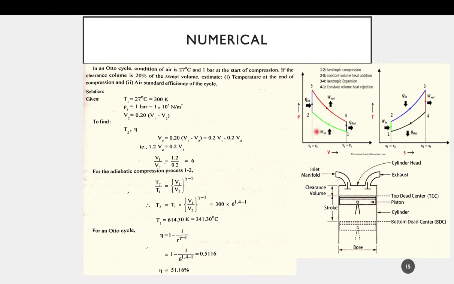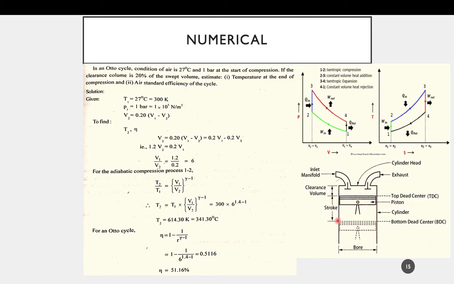We know that the total volume is V1, from the origin to state point 1. V1 represents the total volume, and the piston moves from 1 to 2. So 2 is the top dead center and 1 is the bottom dead center, or 2 is the inner dead center and 1 is the outer dead center. You can represent it for a vertical engine. So the figure shown here is a vertical engine.